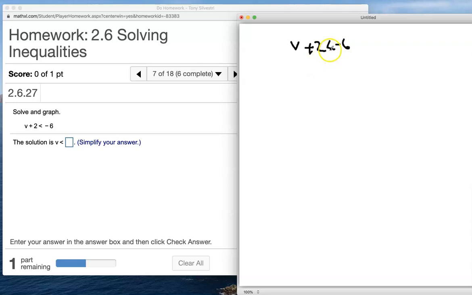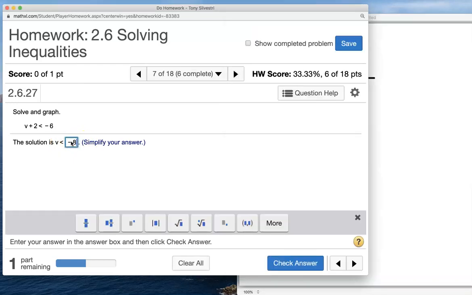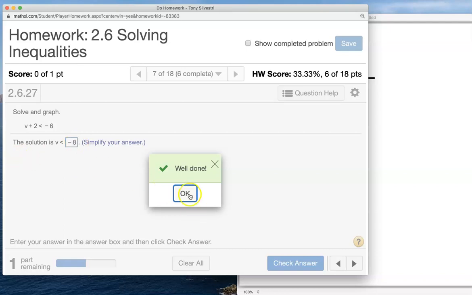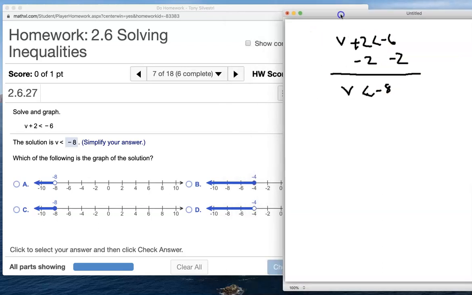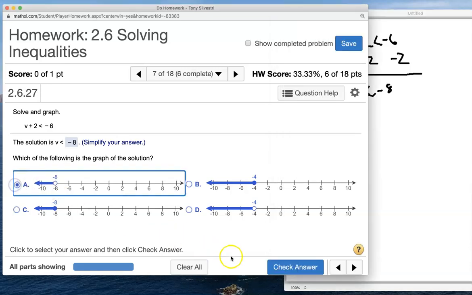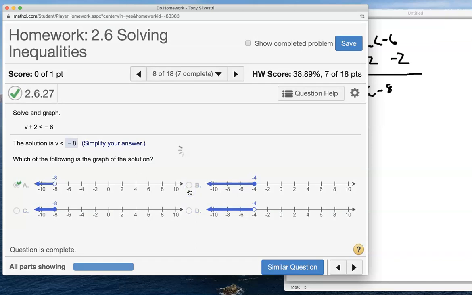What would you do if there was an equals? You'd subtract 2 from both sides. Perfectly okay. That's the same thing. V is less than -8. Okay, so far it doesn't look like anything different. They also snuck up on us with a little question here that said, which graph represents v is less than -8? Less than -8, no equals, to the left, -8. This is the one. Nice.